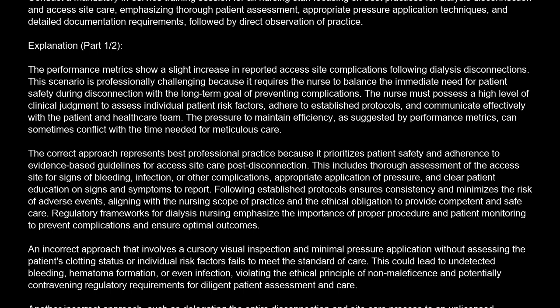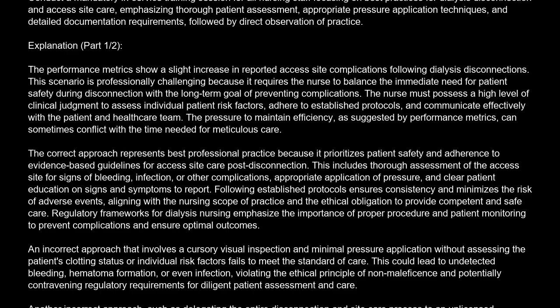Explanation. The performance metrics show a slight increase in reported access site complications following dialysis disconnection. This scenario is professionally challenging because it requires the nurse to balance the immediate need for patient safety during disconnection with the long-term goal of preventing complications. The nurse must possess a high level of clinical judgment to assess individual patient risk factors, adhere to established protocols, and communicate effectively with the patient and healthcare team. The pressure to maintain efficiency, as suggested by performance metrics, can sometimes conflict with the time needed for meticulous care.